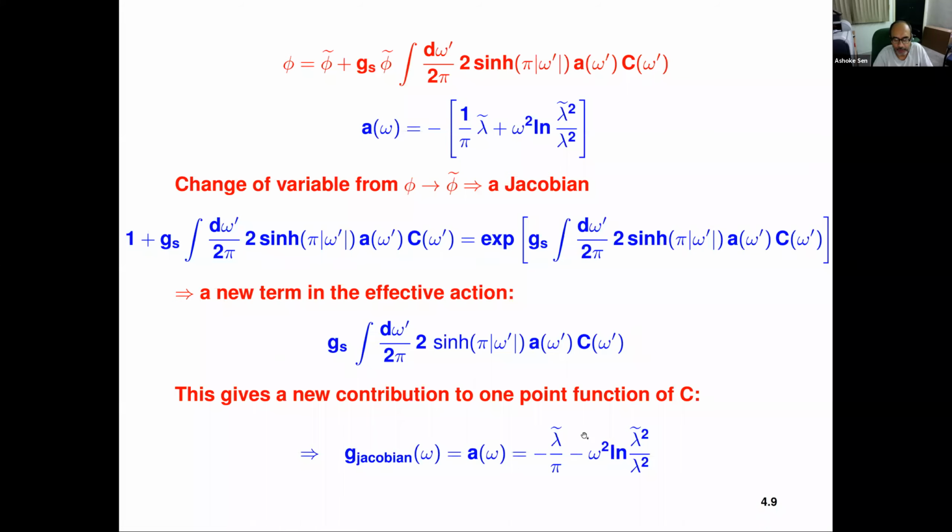And this will give a new contribution to the one-point function of C, and that's this one. That's just the same. These two factors, psi hyperbolic pi omega pi, we are already factoring out, because this is the one-point function, and you always normalize by this one-point function. So that gives a new contribution to G of omega that we have been computing. That's given by this.